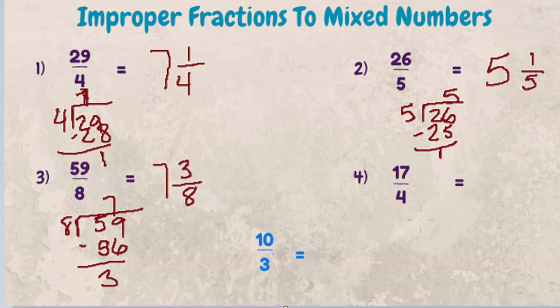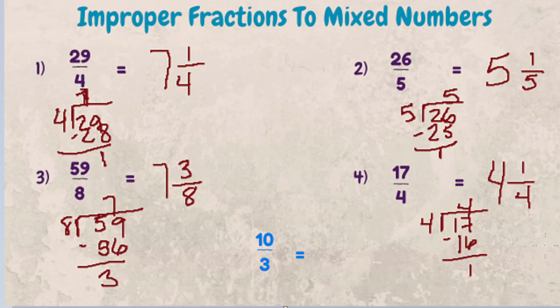Last one. 4 can go into 17 4 times with a remainder of 1. So our whole number is 4 and our proper fraction portion is 1/4.